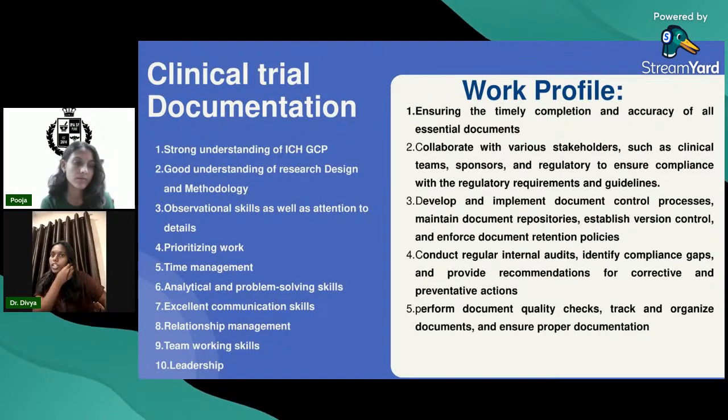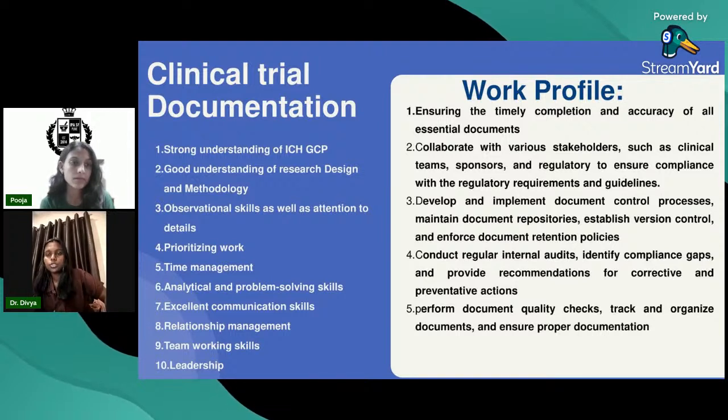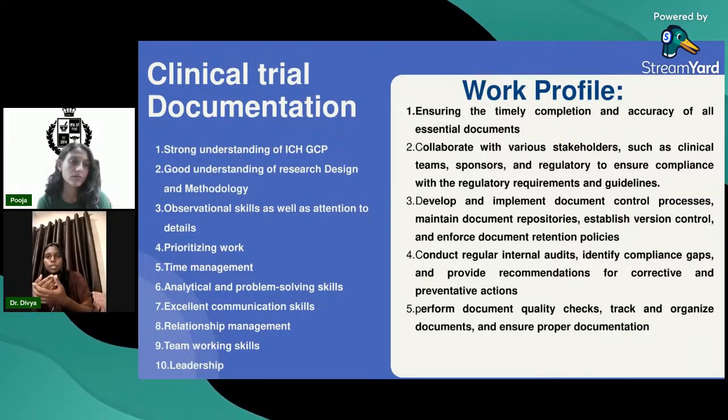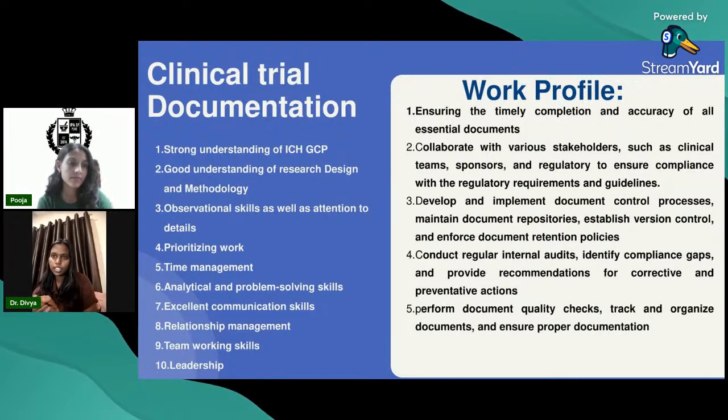In this field you require a strong understanding of ICH GCP, you should understand research design, you should have observational skill, you should understand how to prioritize work, you should have good time management, analytical skills, excellent communication skill, relationship management, team working skills, and leadership.